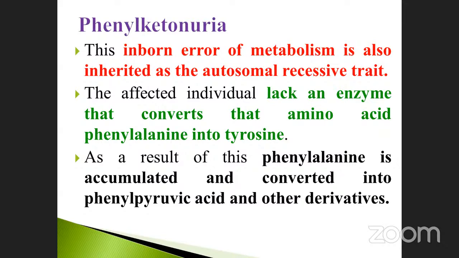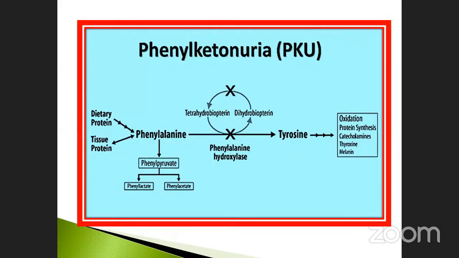The phenylalanine accumulated. What happened? The phenylalanine converted into phenylpyruvic acid, and not only phenylpyruvic acid, it also converted to some other derivatives. So how does the phenylalanine in phenylketonuria come about? All of it comes from the nitrogen sources. Which one is the nitrogen source? The protein is the nitrogen source.